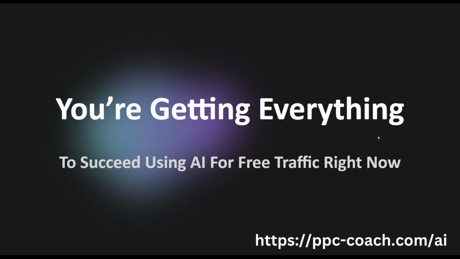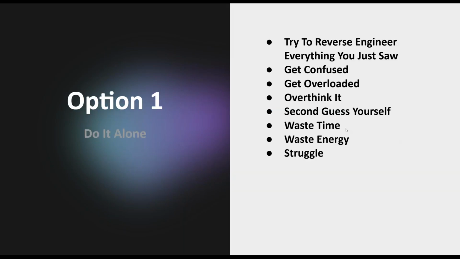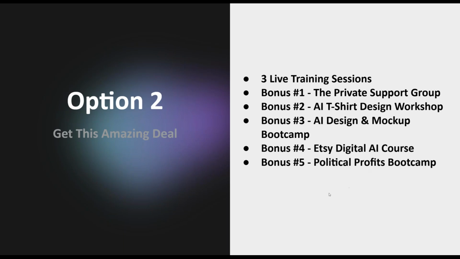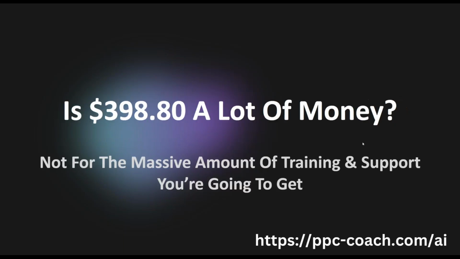So you're getting everything you need to succeed using AI for free traffic right now, using a system that I've developed over the past 6 months. If you want to be profitable, you have two options at this point. Try to reverse engineer everything you just saw, get confused, get overloaded, overthink it, second guess yourself, waste time, waste energy, and struggle, or get this amazing deal. The training and all 5 of the bonuses, including the gigantic course in there too, and the boot camps alone are amazing. So which option do you prefer? I think it's a complete no-brainer.